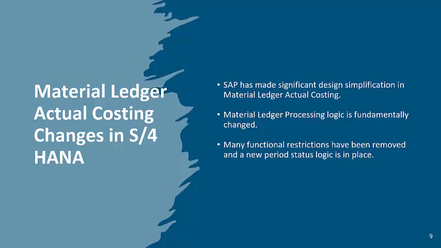Now, what are the Material Ledger actual costing changes in S4HANA? SAP has made significant design simplification in Material Ledger actual costing. Material Ledger processing logic is fundamentally changed. Many functional restrictions have been removed, and a new period status logic is in place.